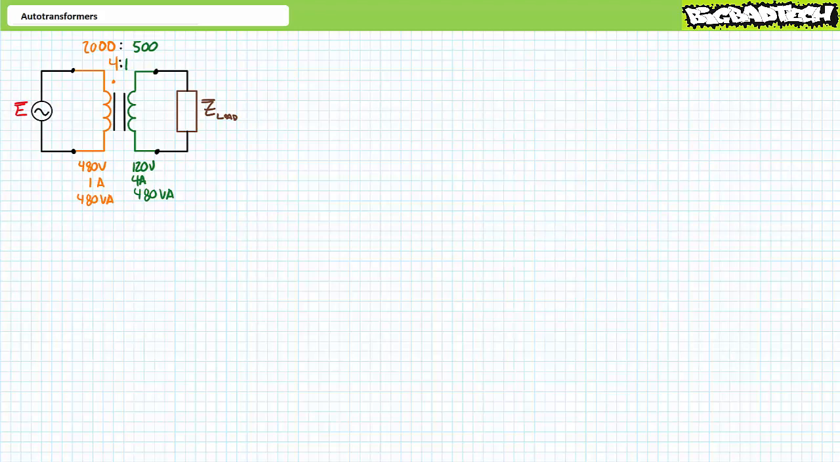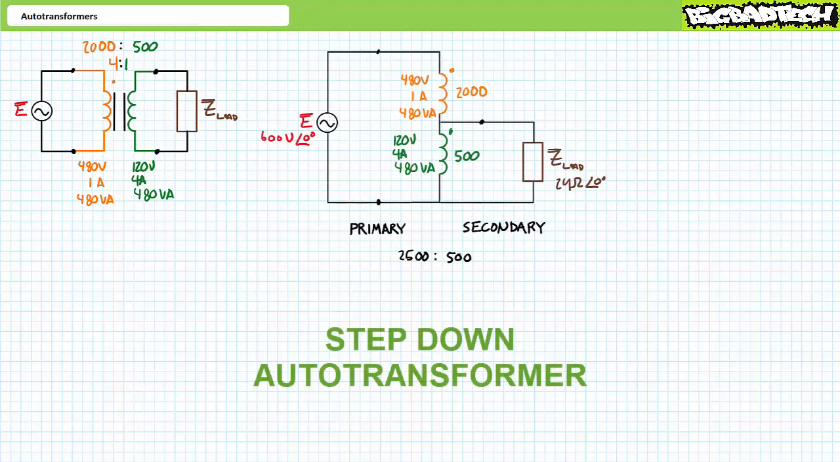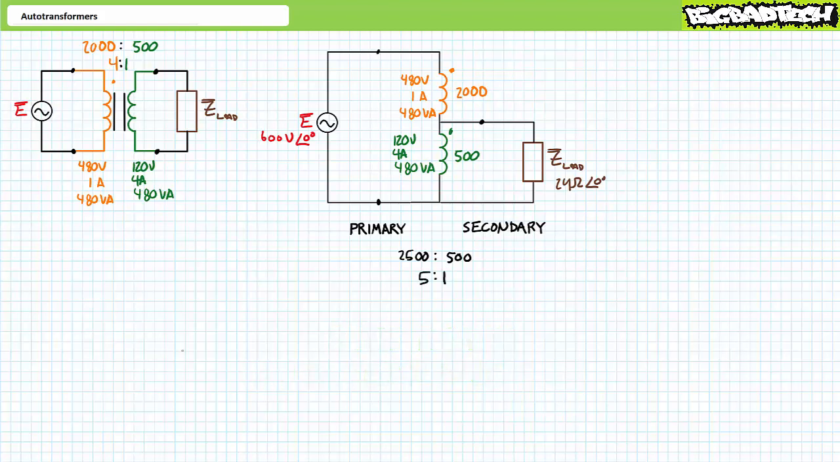Let's say the primary is 2,000 turns, the secondary is 500 turns. Now consider these same windings configured as a step-down autotransformer with 2,000 plus 500 or 2,500 turns in the primary and 500 turns in the secondary. This means 480 plus 120 or 600 volts can be applied to the primary. The turns ratio of 2,500 to 500 suggests that this is a 5-to-1 step-down autotransformer. 600 volt input could be stepped down to 120 volt output.